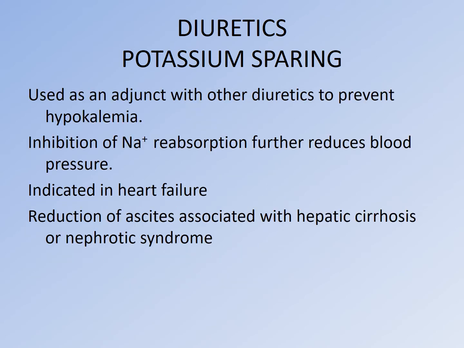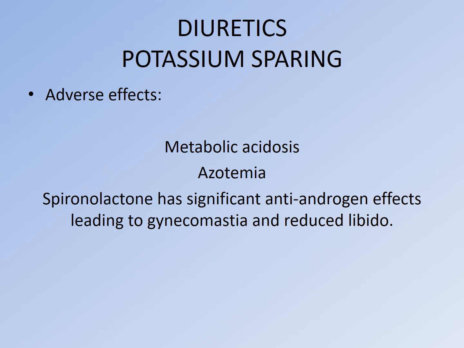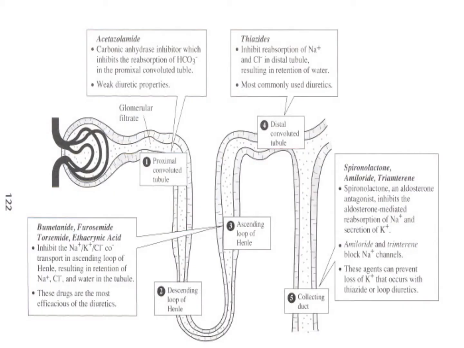They are, as I said, used as an adjunct with other diuretics to prevent hypokalemia, and they will also inhibit sodium reabsorption. They are indicated in heart failure because they will directly reduce cardiofibrosis and also for the reduction of ascites associated with hepatic cirrhosis or nephrotic syndrome. With the potassium-sparing diuretics, you run a risk of metabolic acidosis and azotemia. Always remember that spironolactone has significant anti-androgen effects and will cause a loss of libido, and in your male patient will induce gynecomastia. Therefore, it is safer to use eplerenone in your male patients rather than spironolactone.